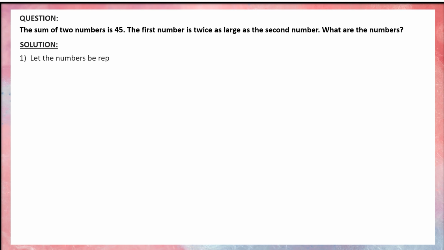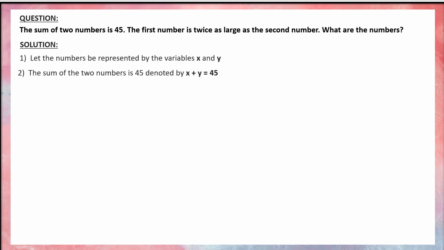Since there are two numbers, we will represent them by two variables. They are unknown numbers. So we'll say let the numbers be represented by the variables x and y. Remember that the sum of the two numbers is 45. That means that x plus y is 45, and we can say that is equation 1.